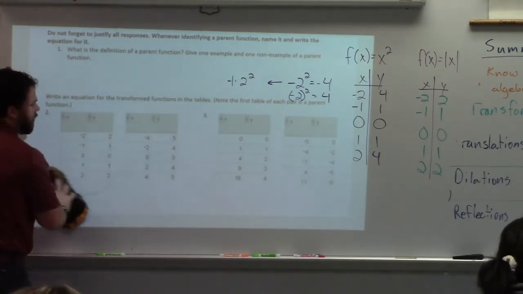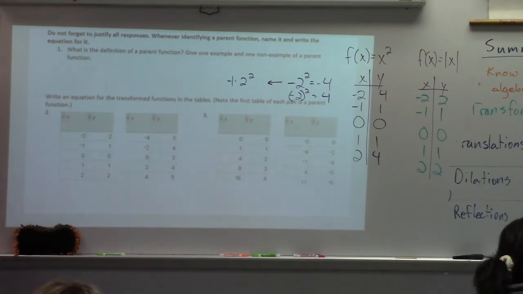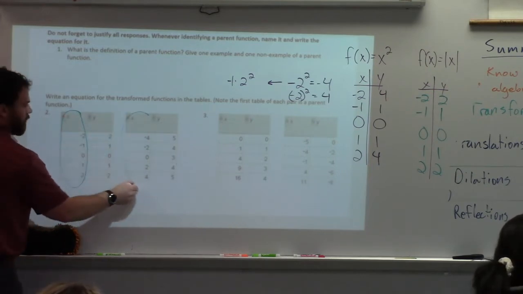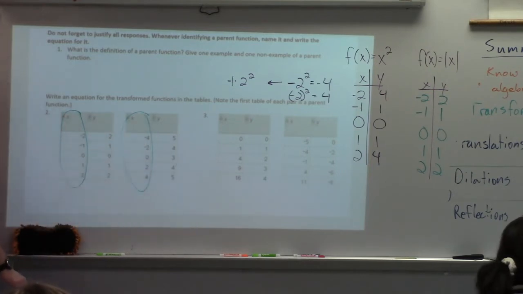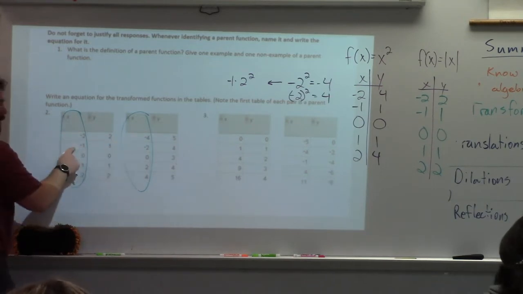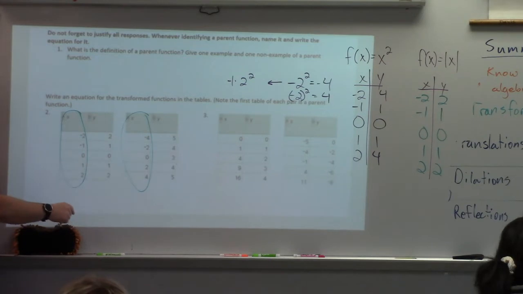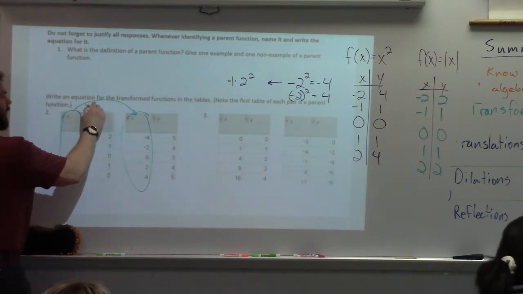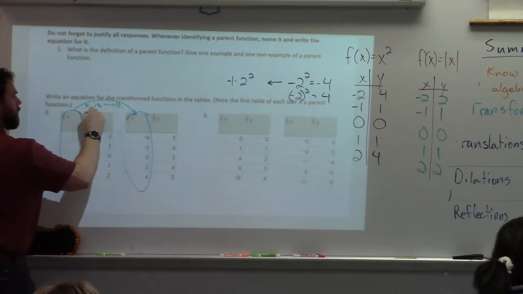But we want to notice that there are both horizontal and vertical changes. Horizontal is going to be found with which variable? X, thank you. So what is happening to my x's? They're being multiplied by 2. To go from -2 to -4, is that multiplied by 2? -1 to -2, is that multiplied by 2? Yes. So x is multiplied by 2.